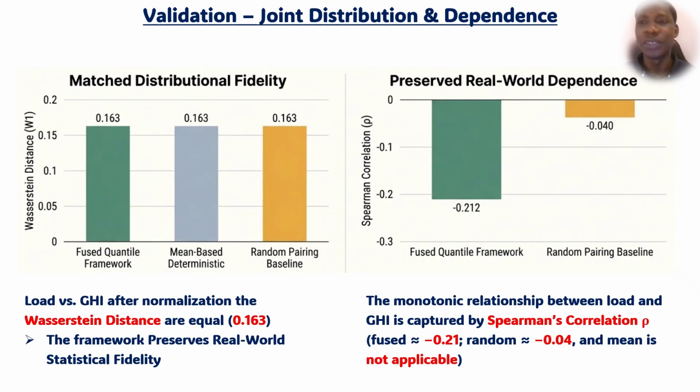Also, for validation, three methods were used for comparison: fixed quantile, mean deterministic, and random pairing. Here, after normalization, the Wasserstein distances are equal for the load versus GHI, given to be 0.163. Here, the framework preserves real-world statistical fidelity. On the other hand, the monotonic relationship between load and GHI is captured by Spearman correlation, where the fused is given to be minus 0.2 and random is given to be 0.04.